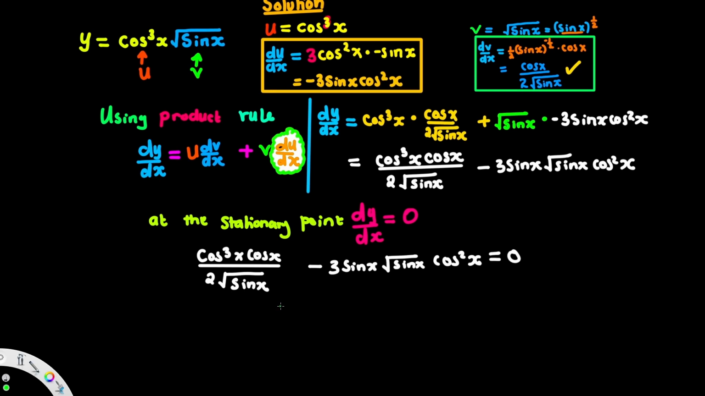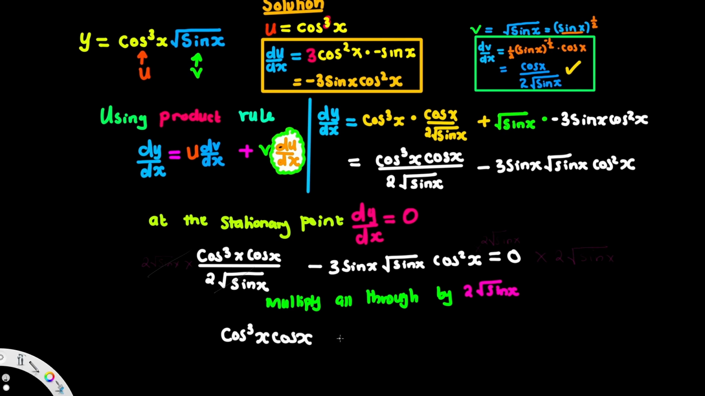Then we multiply all through. We need to get rid of the fraction, so we are going to multiply all through by 2 root sine x. If we multiply like that, you can see this particular part here is multiplied here also. This term and this will cancel out, so that our function reduces to this.